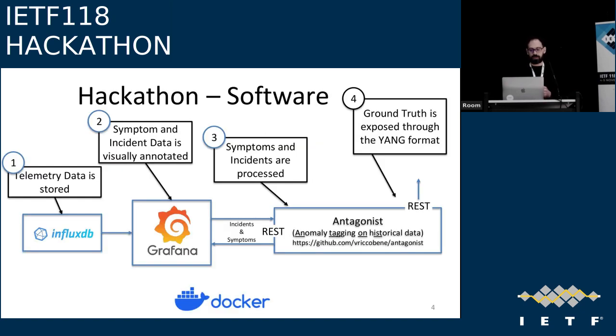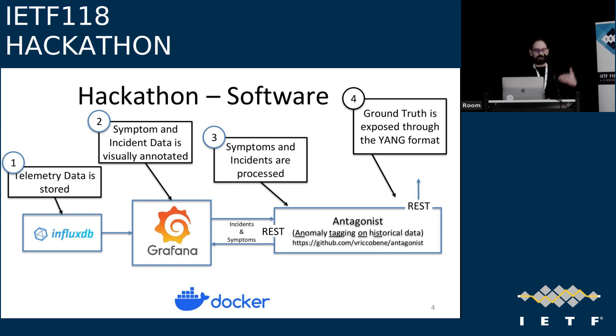The software that we built relies on some already existing open source tools like InfluxDB for storing time series data, and Grafana to visualize the time series and to annotate the symptoms and incidents. And we built a service called Antagonist, which supports this enrichment of metadata for symptoms and incidents. It's available on GitHub as an open source project at the link you see in the slide.